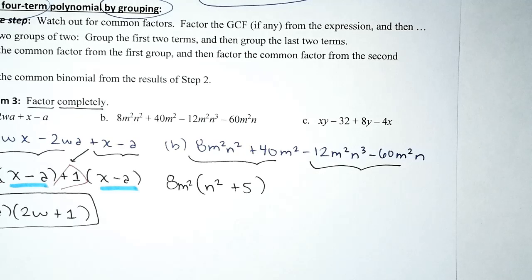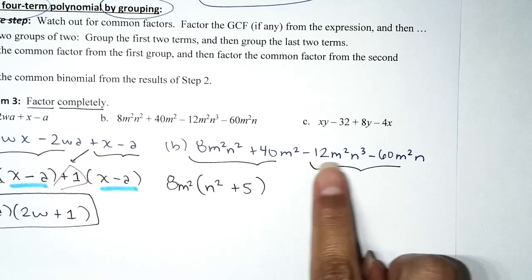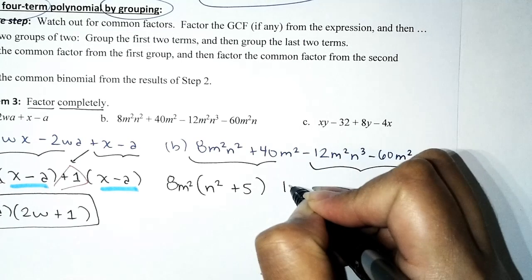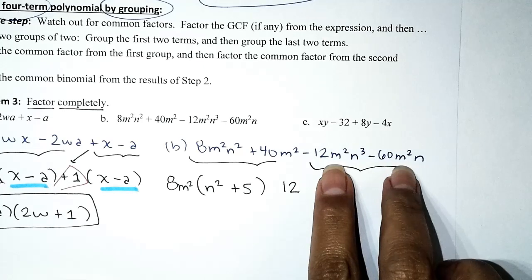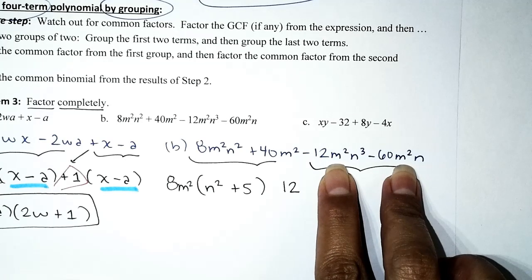12 and 60, what is the greatest common factor? I think it's 12, okay? And if not, we'll see right now, okay? 12 and 60 have a common factor of 12. For the variable factors, both terms have 2 m's in common.